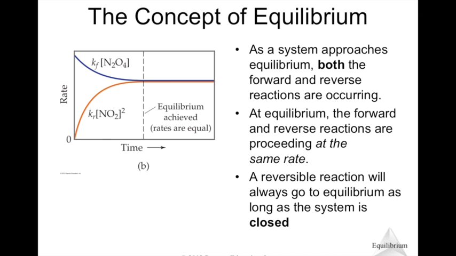And then any reaction that's reversible will always go to equilibrium as long as the system is closed. All right, so that's important because if it were an open system, let's say you're producing a gas, that gas can escape and you're never going to get your equilibrium concentration because you have to have that buildup of products to slow things down. So it has to be a closed system, and they're happening at the same rate, both forwards and backwards.